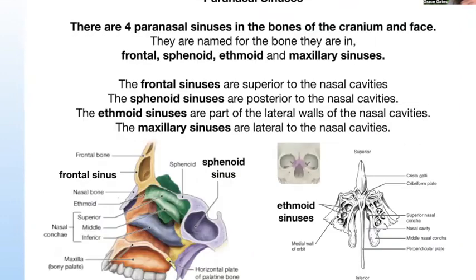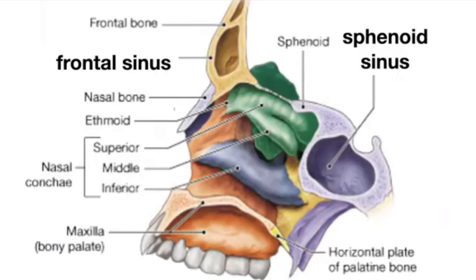Okay, there are 4 paranasal sinuses in the bones of the cranium and the face, and they are named for the bone that they are in. And they are the frontal, sphenoid, ethmoid, and maxillary sinuses. The frontal sinuses are superior to the nasal cavities, and we see that here. The sphenoid sinuses are posterior to the nasal cavities.